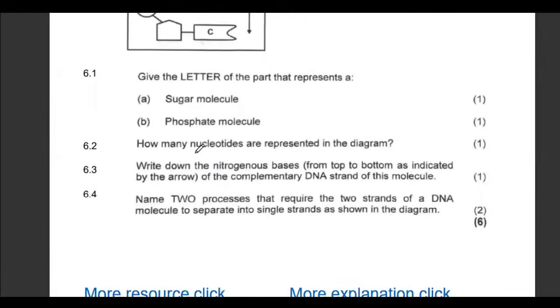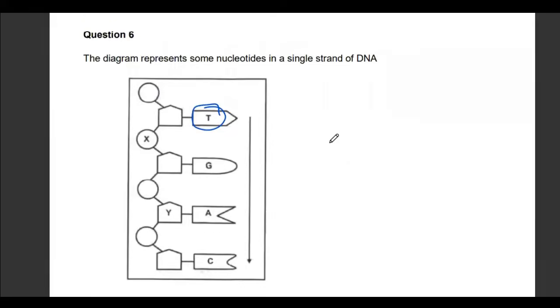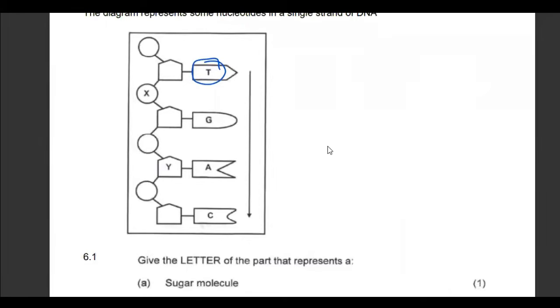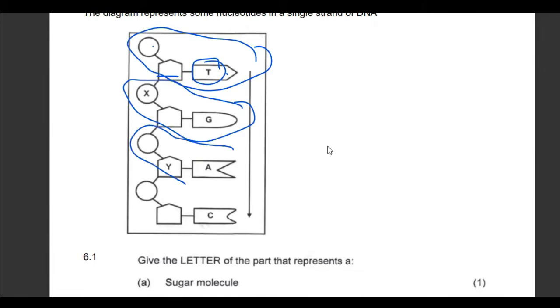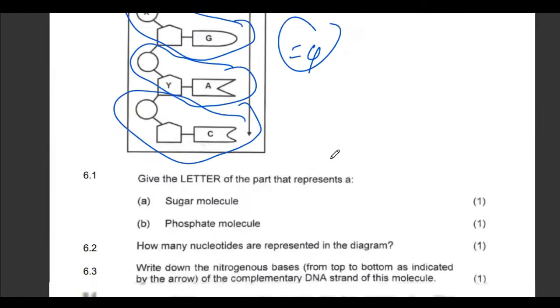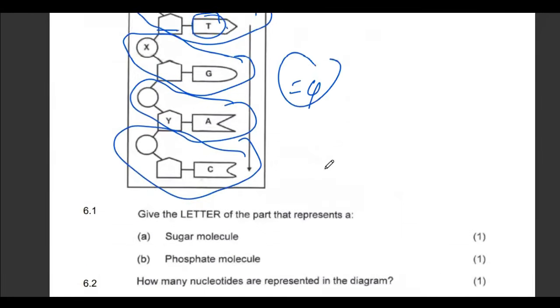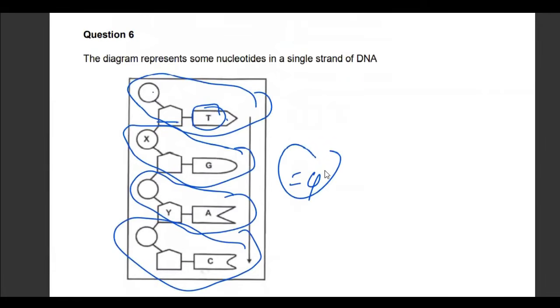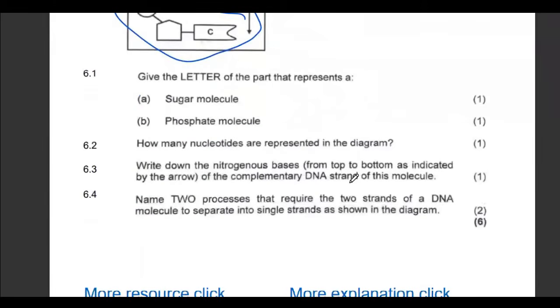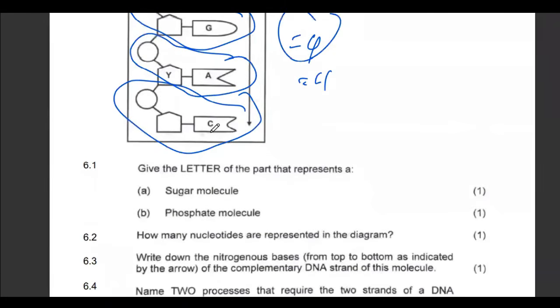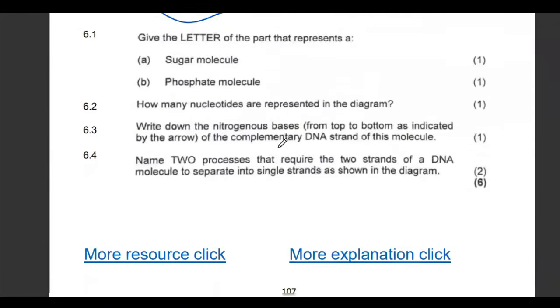Then they're asking how many nucleotides are represented in the diagram? Yes, let's try to answer this. A nucleotide is a phosphate, a nitrogenous base, and a sugar. So this is one nucleotide, the second nucleotide, the third nucleotide, and then this is the fourth nucleotide. So the answer is 4 nucleotides. And then phosphate molecules, we just count them: 1, 2, 3, 4. So the answer is also 4. Sugar molecules, there are 4. This is the phosphate, and then this is the sugar.